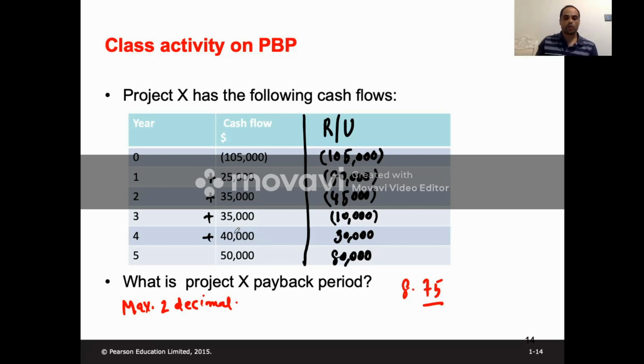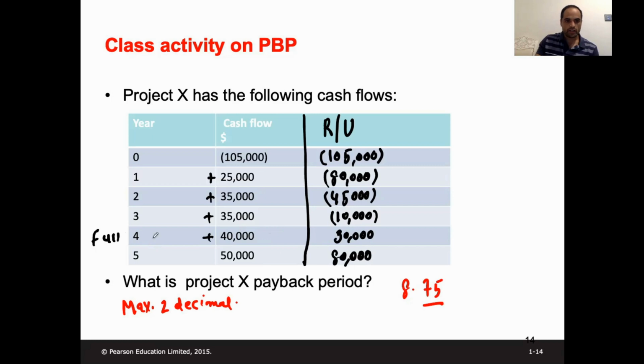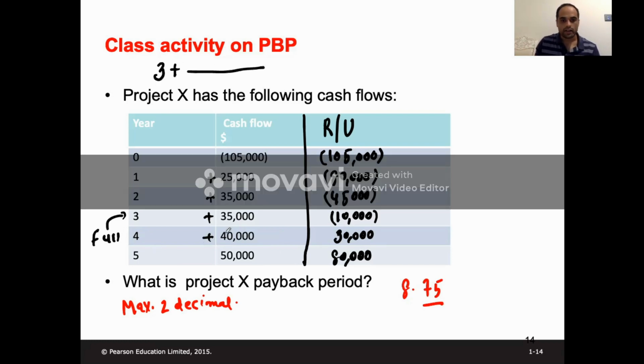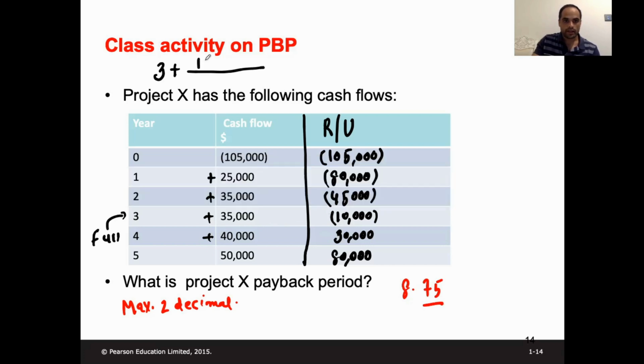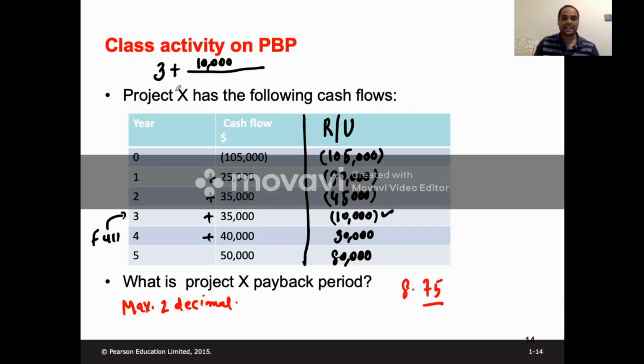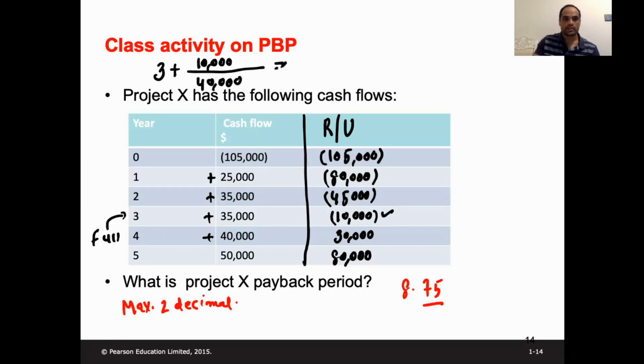So the formula is year before full recovery. Full recovery year was 4. So before is 3. So 3 plus, what is the formula? Unrecoverable amount before full recovery, which is 10,000, right? Unrecoverable amount before full recovery is 10,000 divided by next year cash flow. Next year of third is the fourth. So fourth year cash flow is 40,000, right?